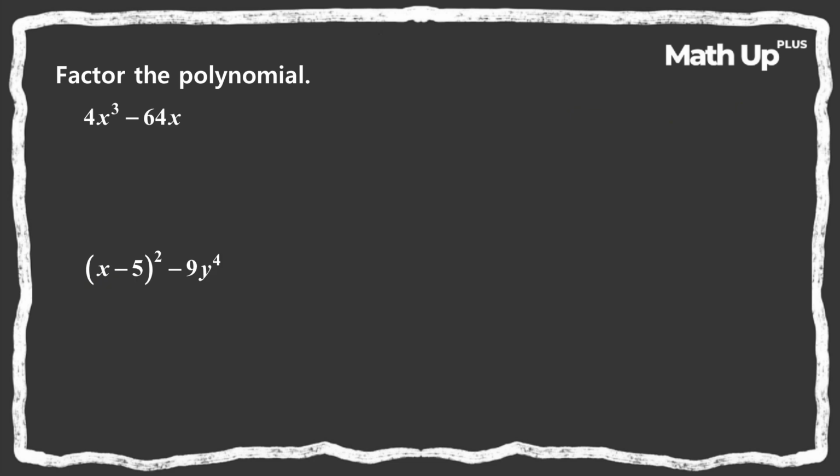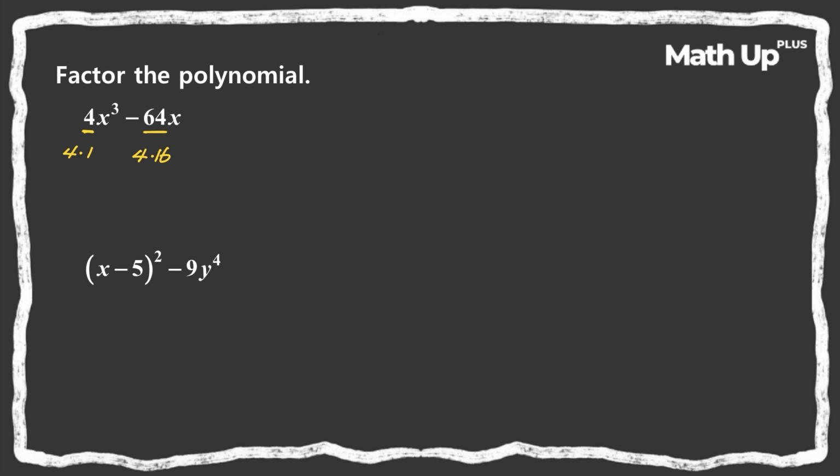Next question is 4x cubed minus 64x. If we look at the coefficient first, 4 is 4 times 1 and 64 is 4 times 16. So 4 is a common factor of this binomial. And since we have x cubed here and x here, one of the x's is also a common factor of this binomial, right?